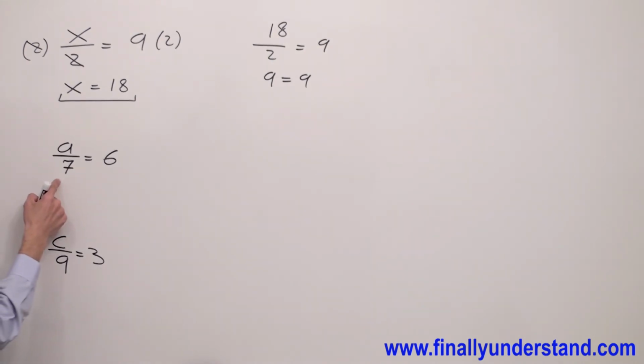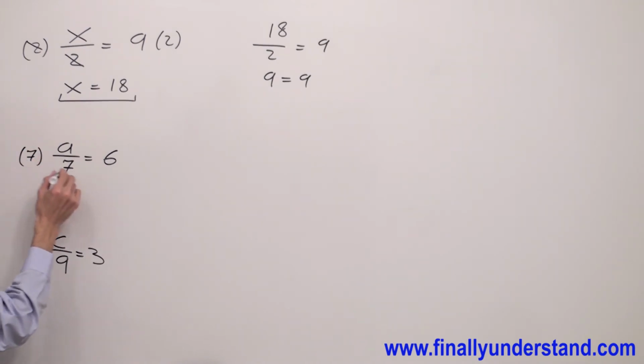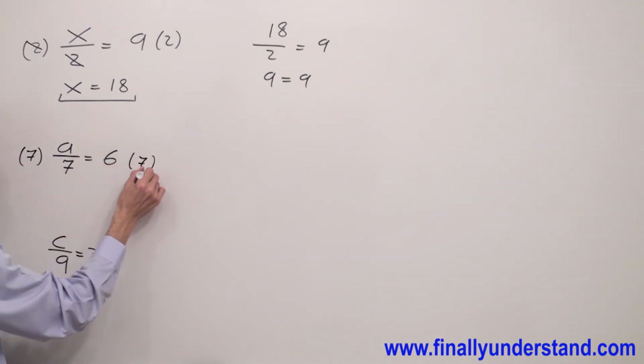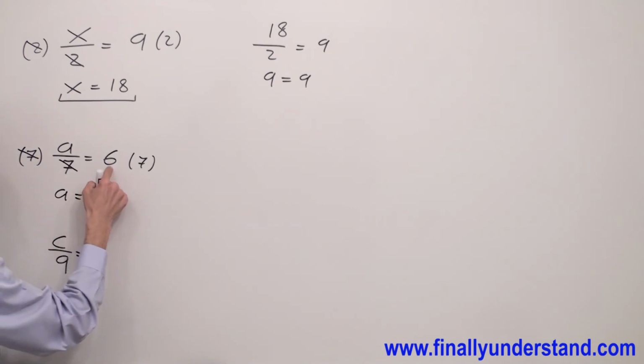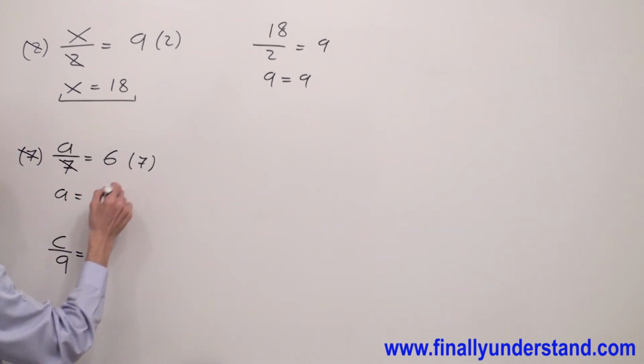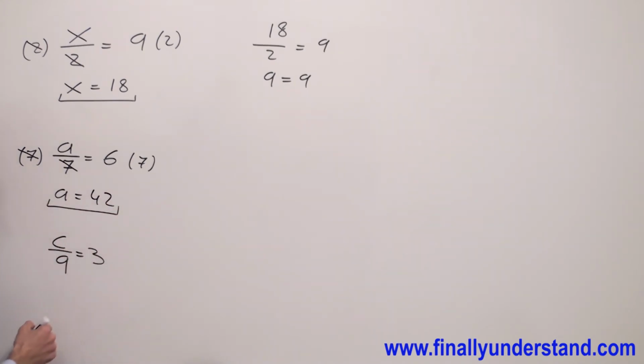Let's take a look at this example. Again, we have a fraction. We said anytime we want to eliminate a fraction, we have to multiply always both sides of the equation by the denominator. That's why I'm going to multiply both sides by 7. 7 and 7 will cancel out. And I have a equals 6 times 7 is equal to 42. This is the answer to my problem.